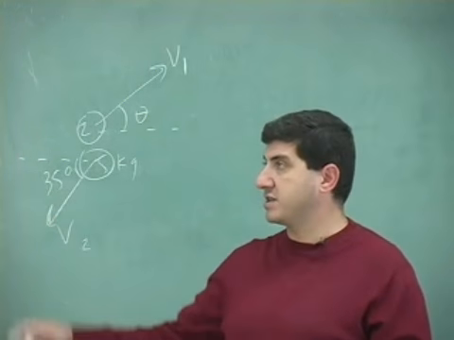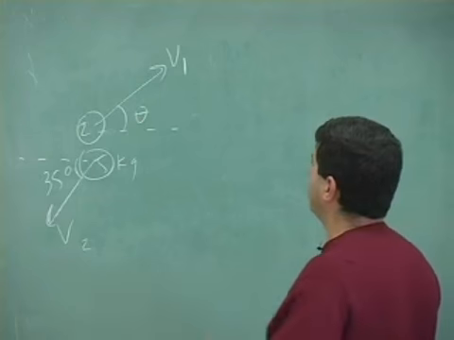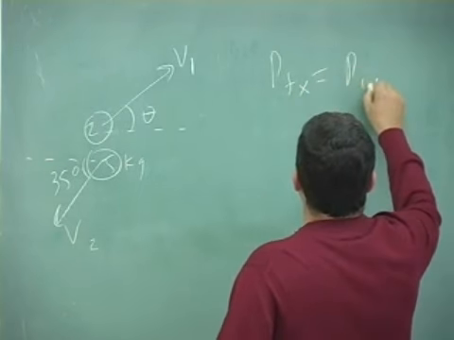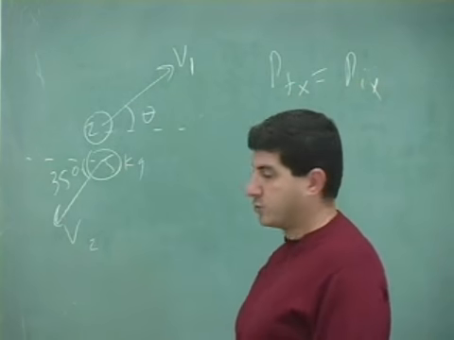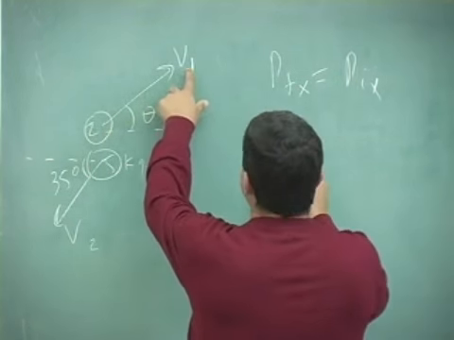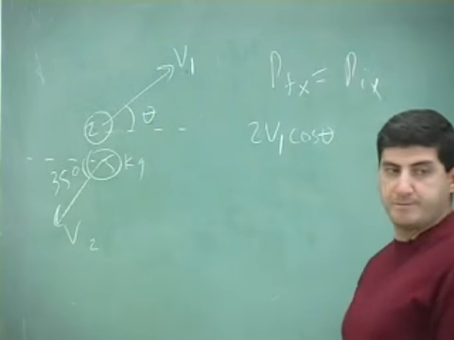That's why I'm not asking to find percent loss of KE, you know. So momentum in the x direction final equals momentum initial in the x. So momentum final in the x is 2 times V1 times cosine theta.